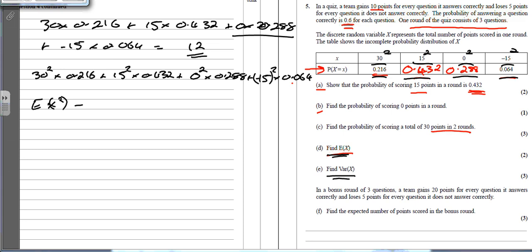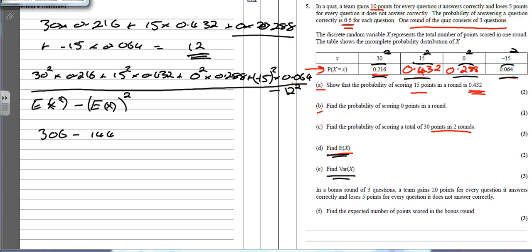And what we've then got to do to work out the variance is take away the expected value of x, which we know is 12, squared. So from this, we've got to then take away 12 squared. 12 squared is going to be 144. So E of x squared, if you type all this into your calculator, should give us 306. So 306 take away 144 gives us 162.